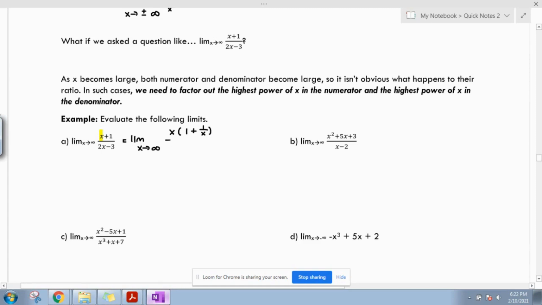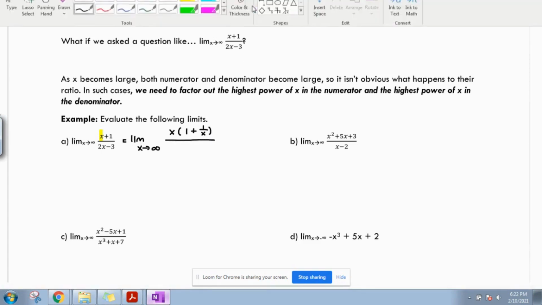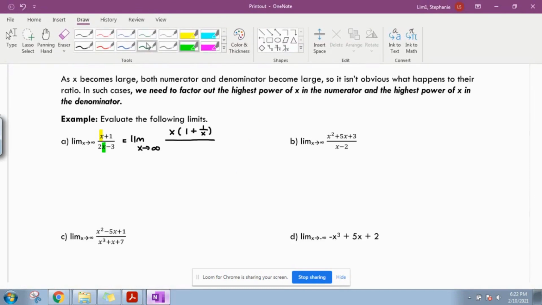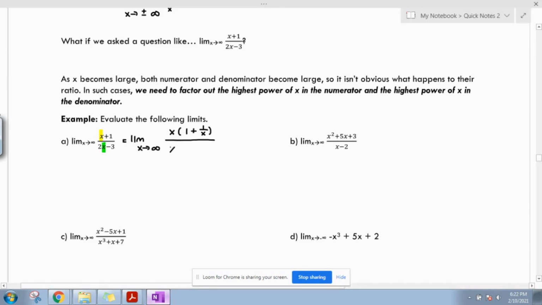I'm going to do the same thing with my denominator now. In my denominator, 2x is the term with the highest exponent. So I'm going to factor out that x, and then I'm going to be left with 2 minus 3 over x. Now, when we get to this particular stage, here's the important part that I want you to take note of. Notice that I can divide both the x's, I can cancel them out. So I'm going to get rid of those first.